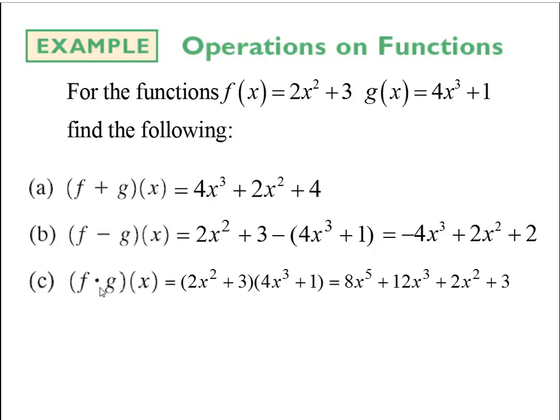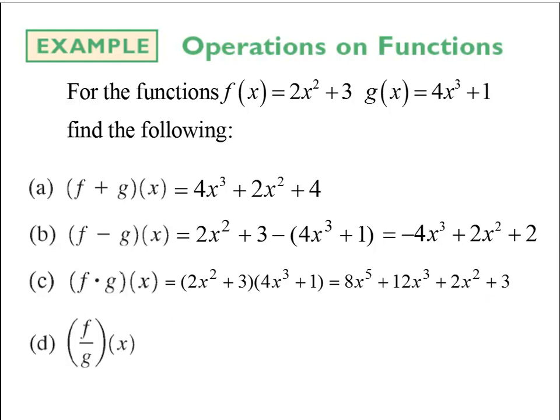All right, and then let's multiply. So if I do f times g, right, here's my f function times my g function. I'm going to FOIL. So the first gives me 2 times 4, which is 8, x to the 5th. And then I'll do the outside, right, 2x squared times 1 is 2x squared. I'll do the inside. 3 times 4 is 12x cubed. And then 3 times 1 is 3. And there's f times g.